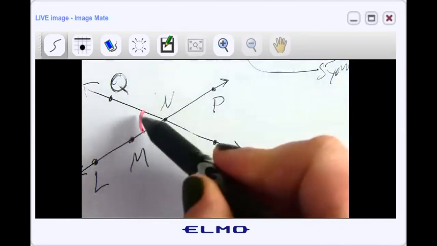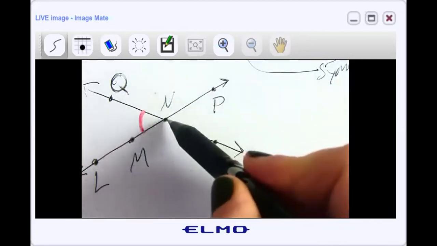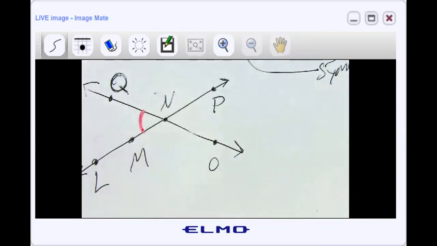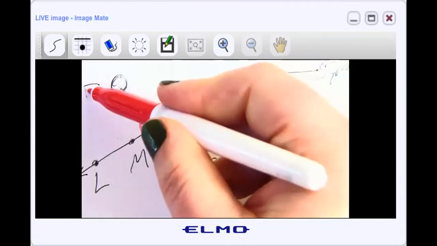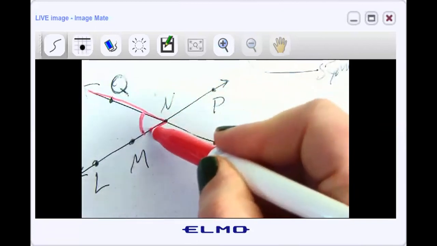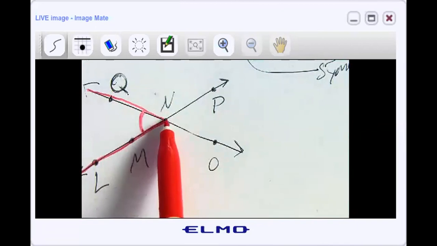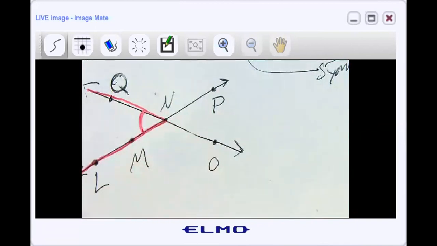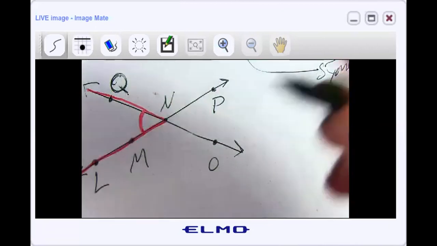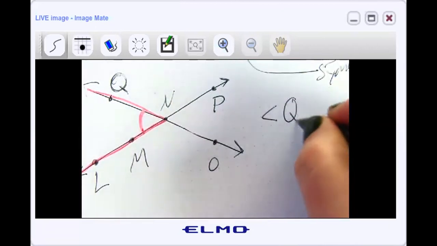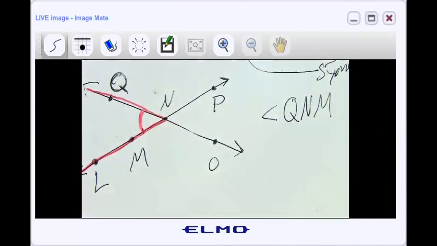So if I'm going to name this angle, the vertex is N, right? That's the corner, so that has to be the middle letter. These are the sides of the angle, right? Isn't this how the angle's made up? So I have to pick 1 letter from this side. There's only 1 there, so it's got to be a Q. N has to go in the middle, and then I get to pick 1 of these 2 letters. Doesn't matter which one. So I might name this angle QNM. That's one way to name that angle.